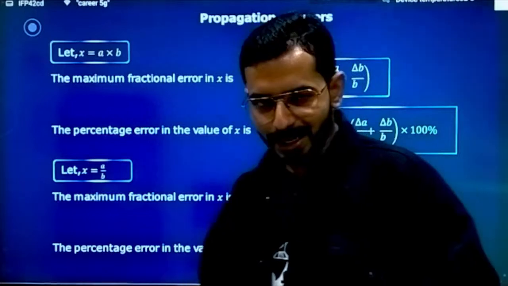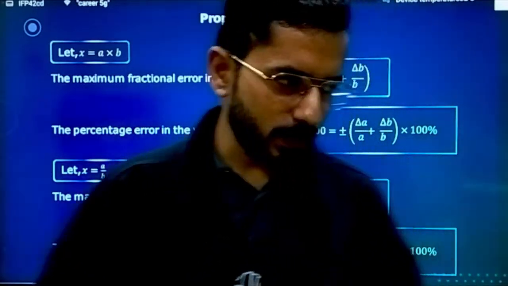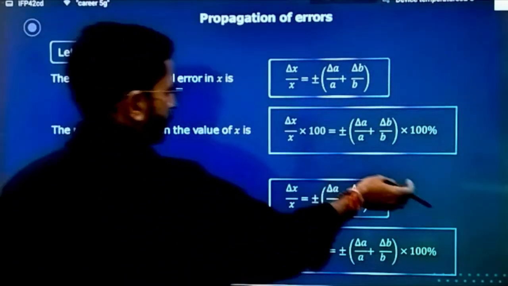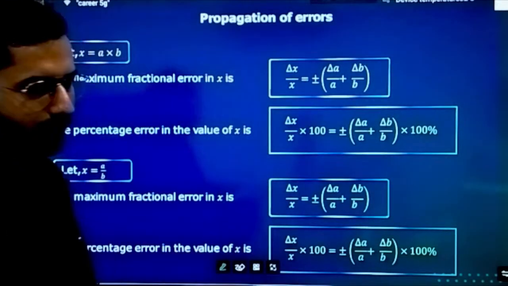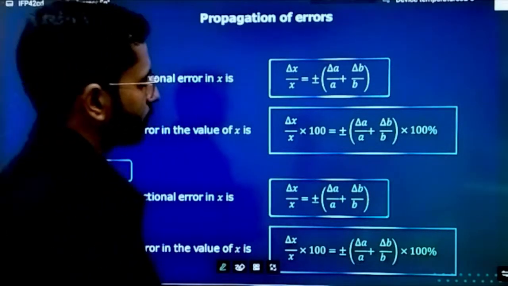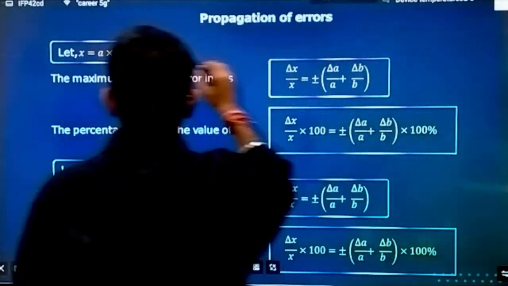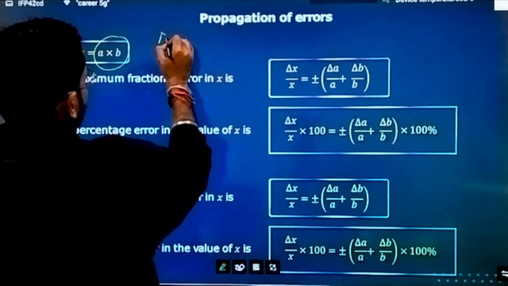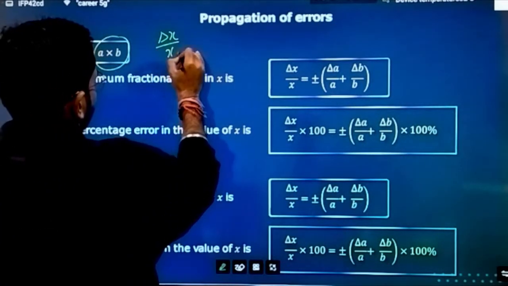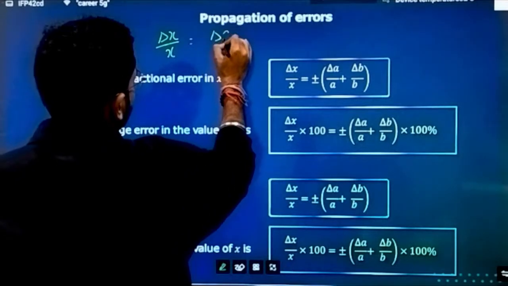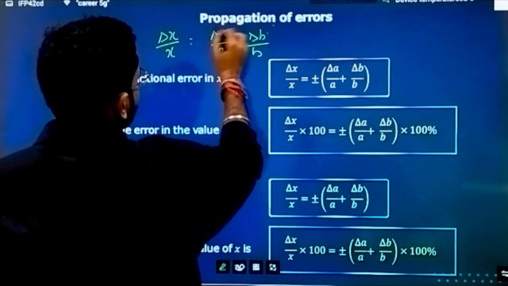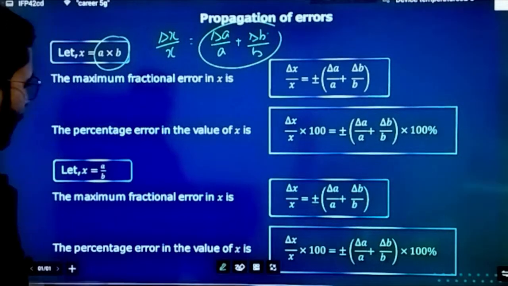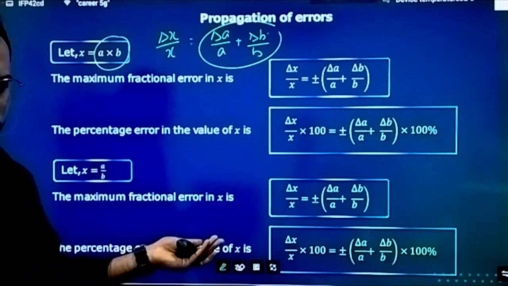Now for multiplication and division, there is a very simple formula for errors, fractional error or percentage error. I have told you that if you are able to write the fractional error easily, you can write the percentage error. Let's suppose any equation is given as a by b, and you are to write the fractional error in x. How will you write it? You will simply write it as delta a by a plus delta b by b. That's it.